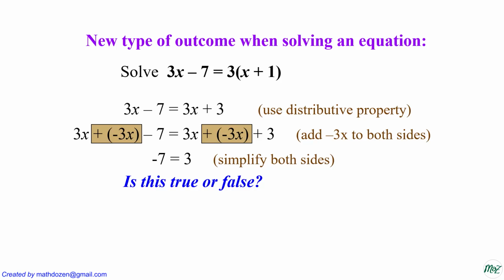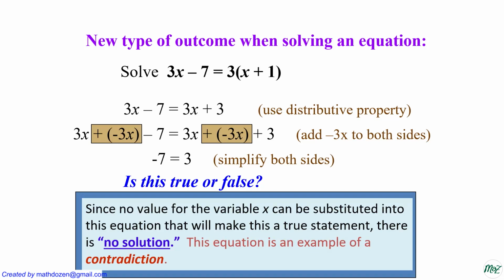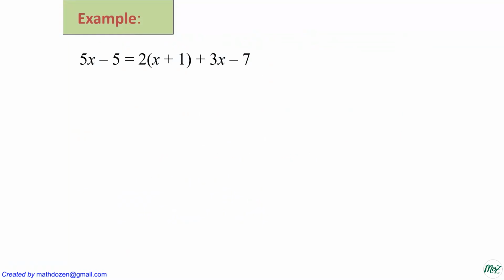And in such statements, every time you have an outcome that's not true, you're going to say that the original equation has no solutions. Sometimes such equations are called contradictions. Now let's take a look at another one.